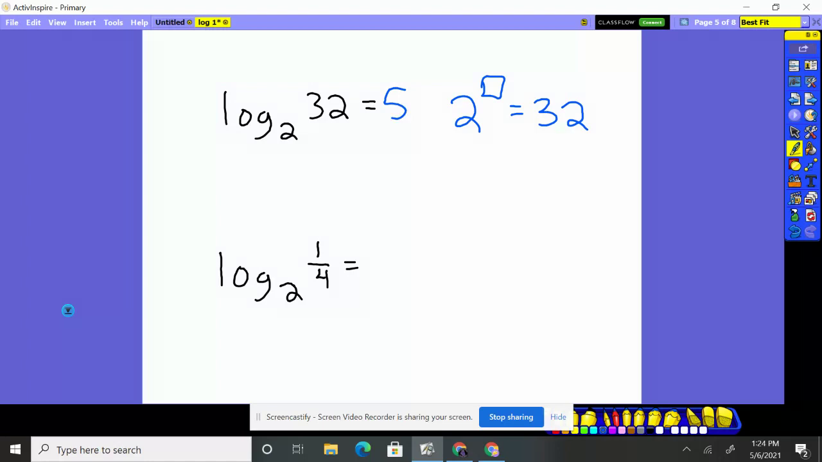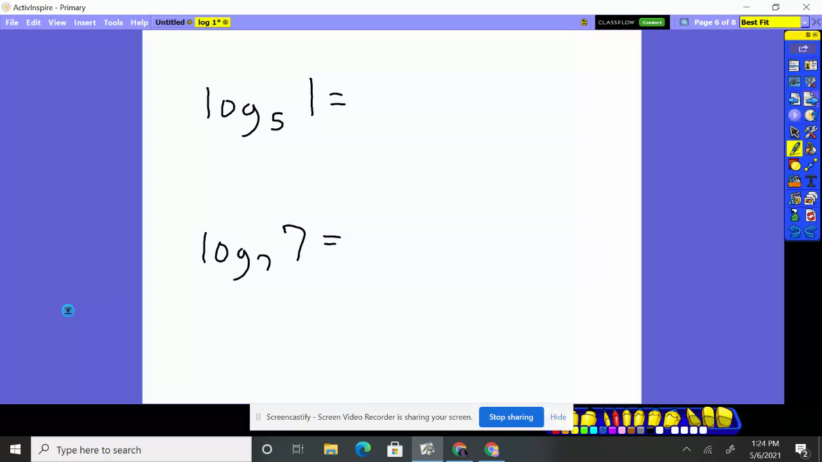The next one, log of a fourth, base 2. So 2 to what power gives us an answer of a fourth? Well, I know 2 squared is 4, but I need the 4 to be in the bottom. How do you get it to be in the bottom? Negative exponent. Yes, it's going to be a negative 2. Remember, if we want to move it down, we can make it a negative.